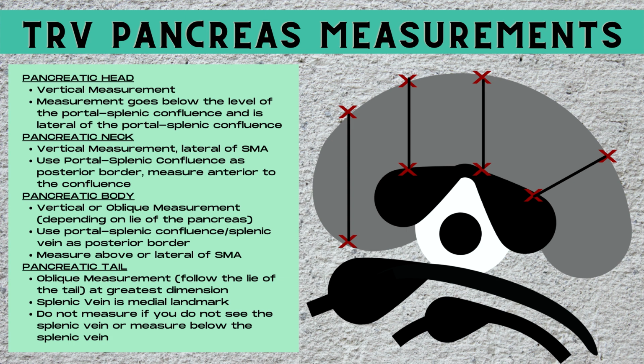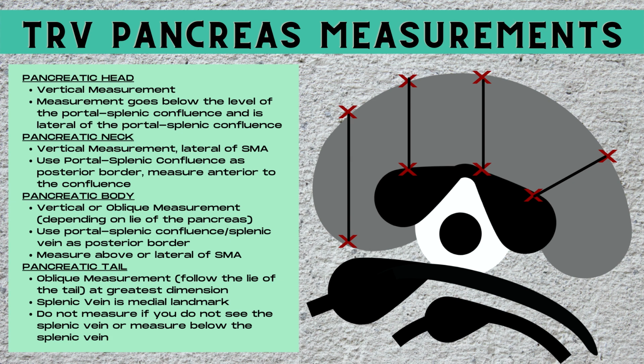The pancreatic neck measurement is also going to be a vertical measurement. This is going to be laterally or to the right and anterior to the SMA, and you want to ensure that you're using the Portal-Splenic Confluence as the posterior border. This is your landmark, and you want to measure anterior to the confluence.